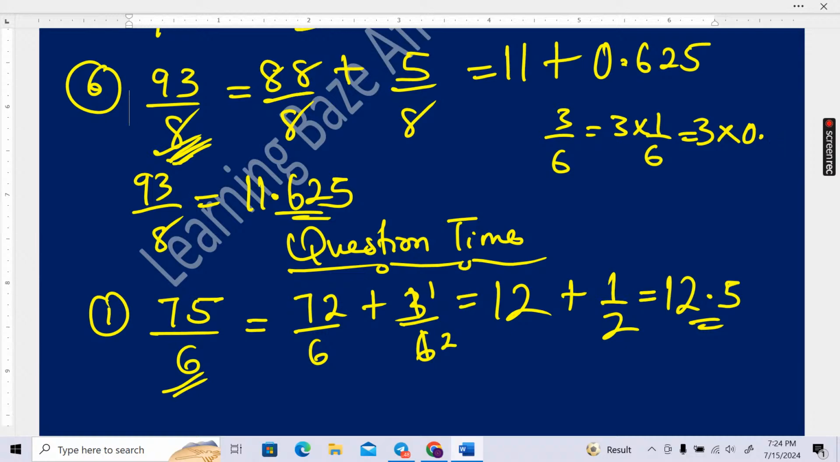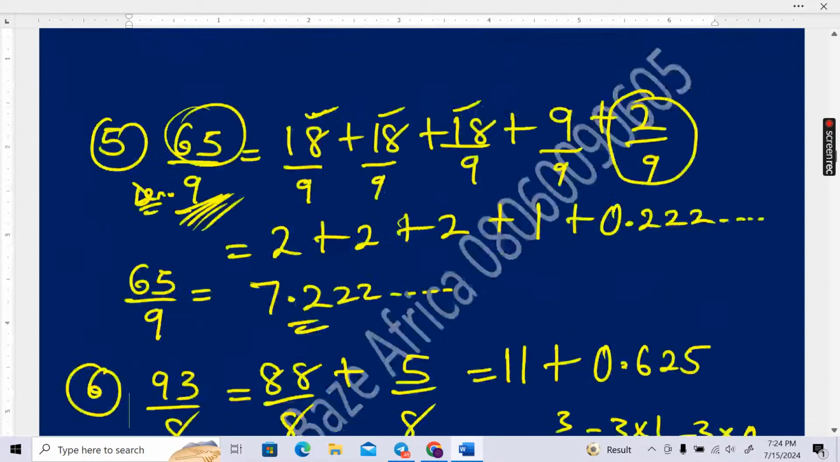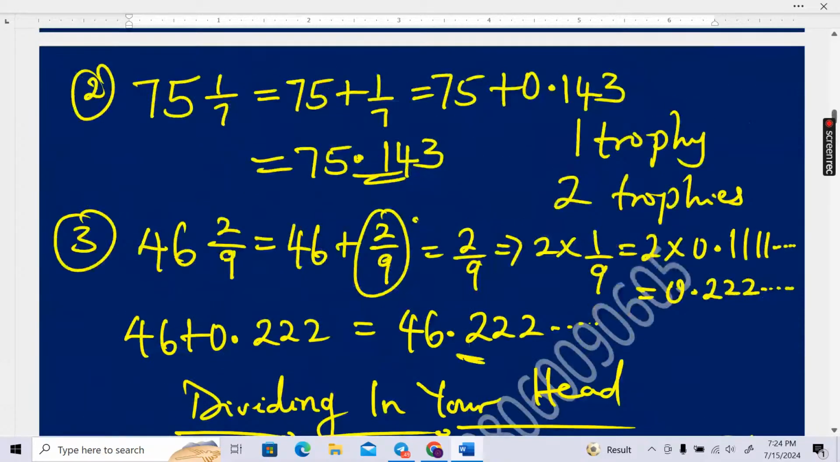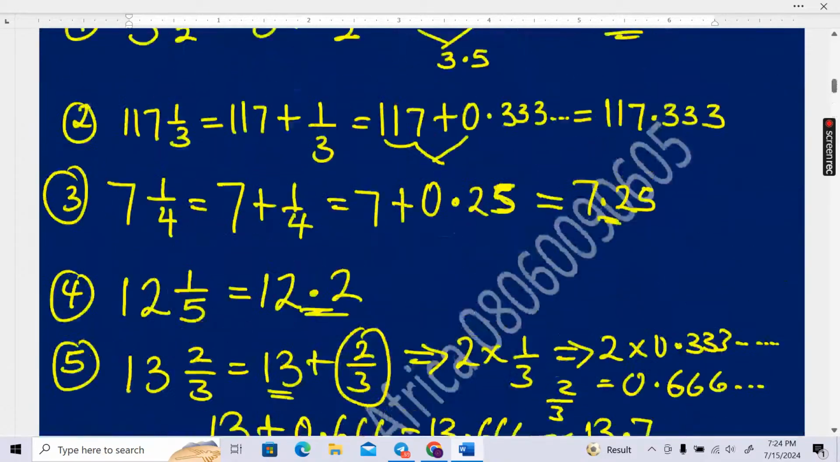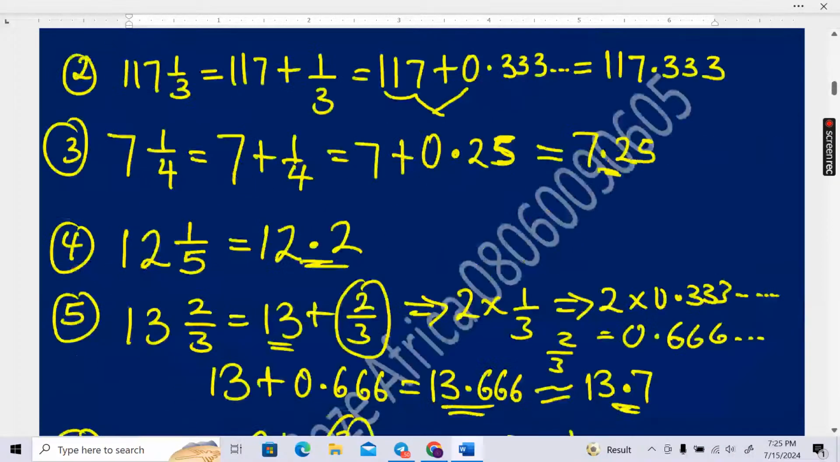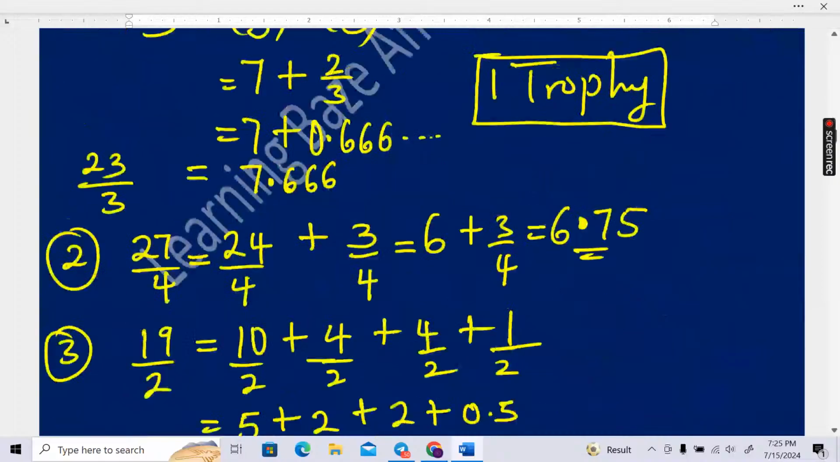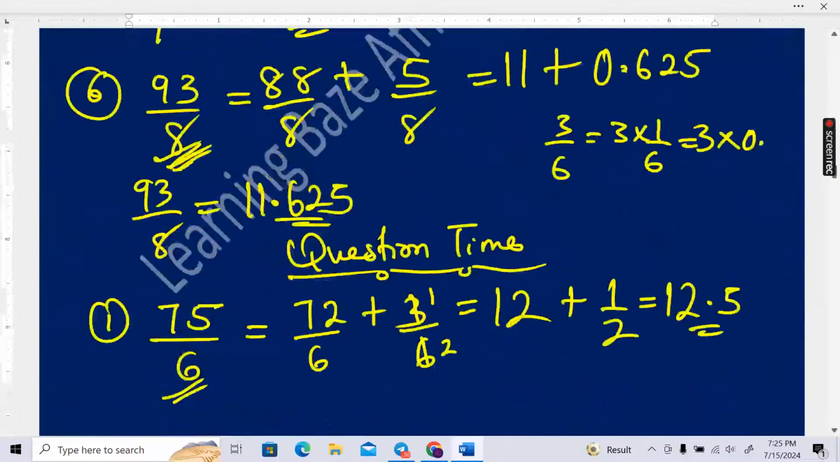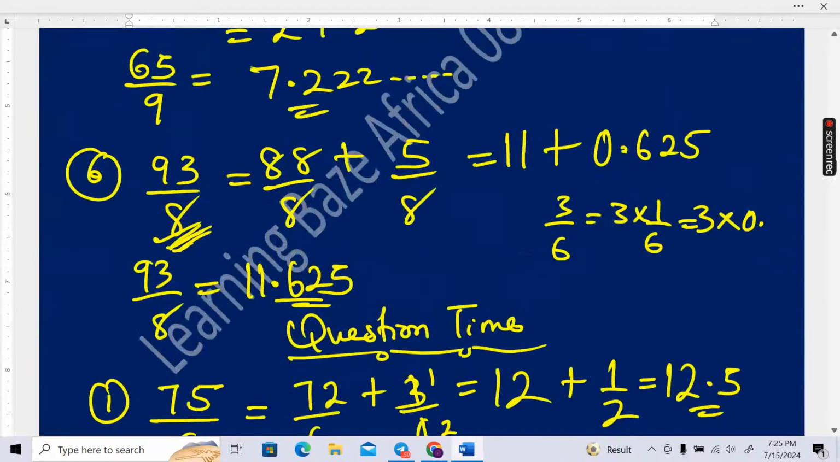Let's check our chart quickly, what we just did in the decimal expansion. What is 1 over 3? 1 over 6 is 0.16. Yes, 1 over 6, that is half of 1 over 3, so that will be 0.16. So if you're still using that method, you're going to get 3 times 0.16, that's equal to 0.48.